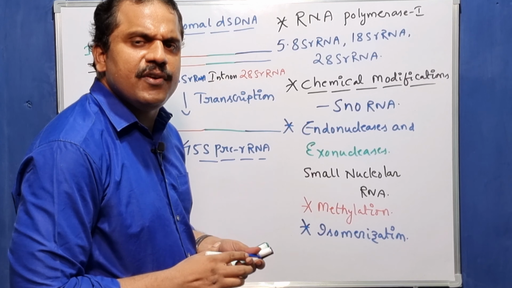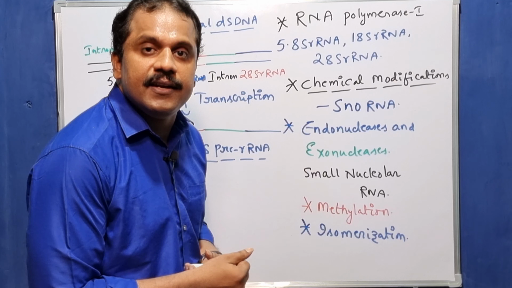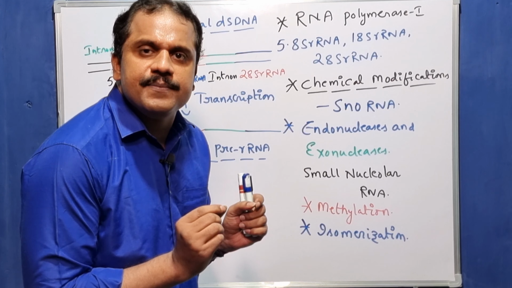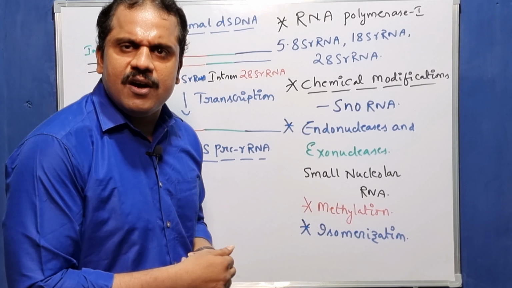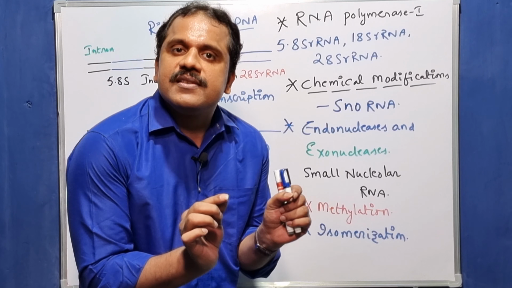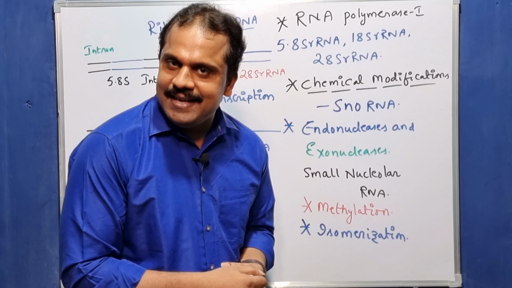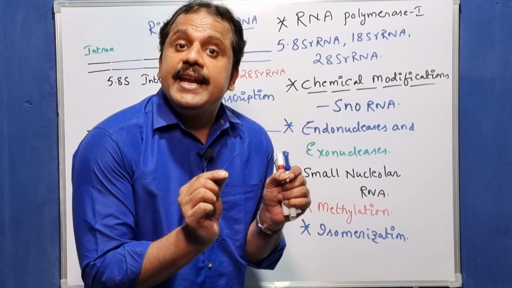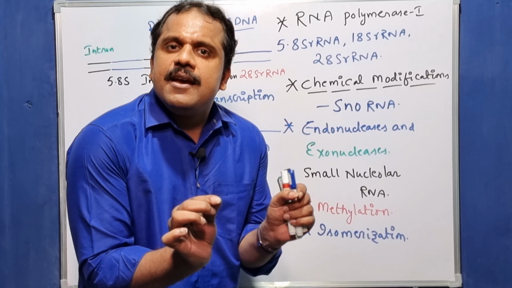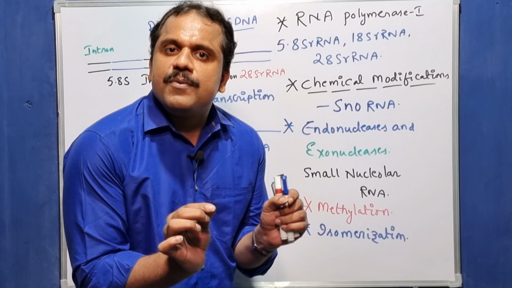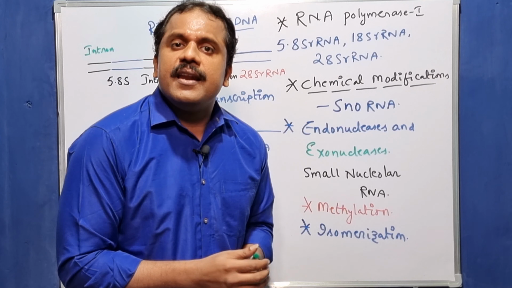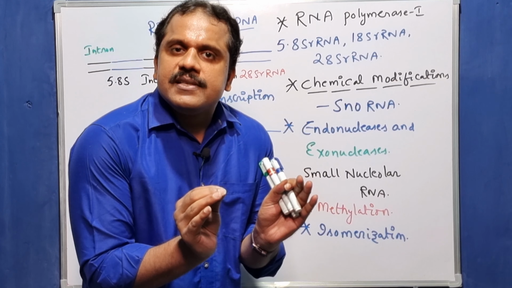Is it clear? So here, in order to induce the methylation, the specific snoRNA contains different types. So what are the different types of snoRNA here? The different types of snoRNA include CD box snoRNA. Is it clear? CD box snoRNA is responsible for inducing the methylation, whereas HACA box snoRNA is responsible for inducing the isomerization. So what is CD box snoRNA and what is HACA box snoRNA?